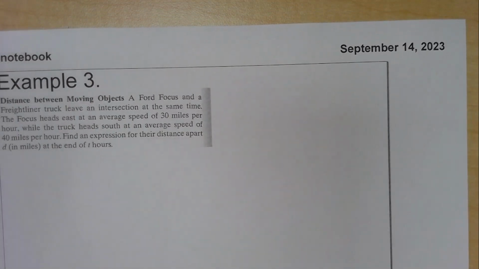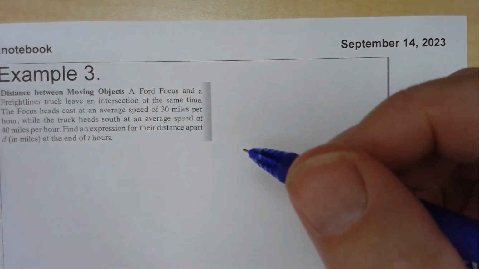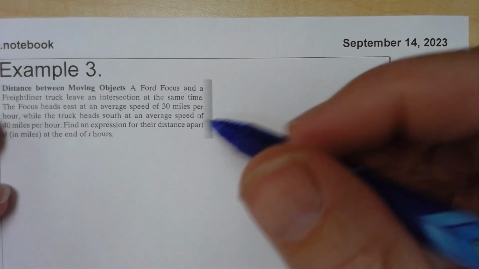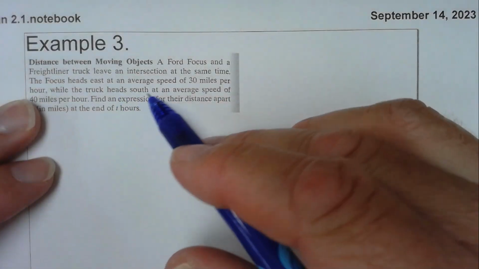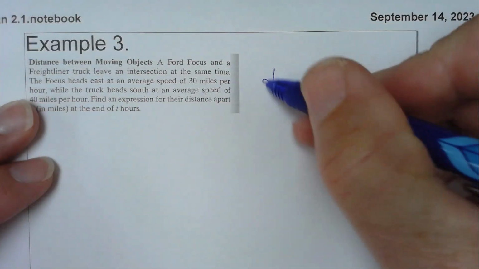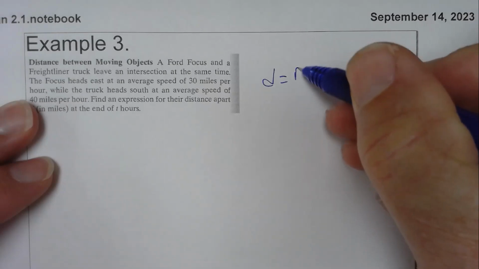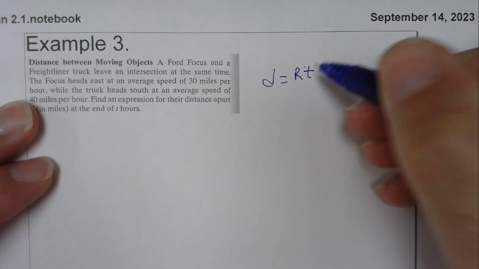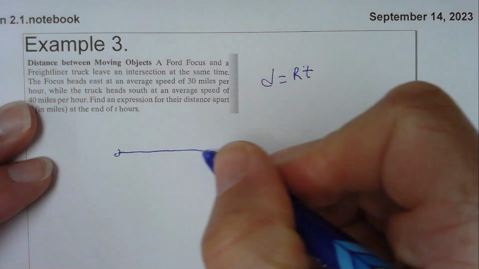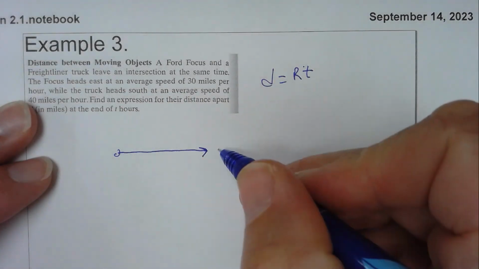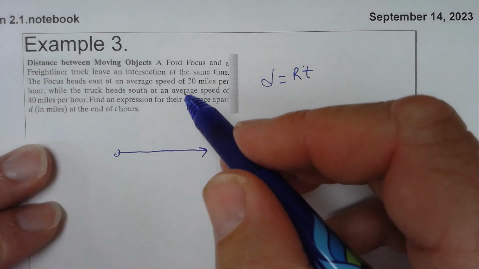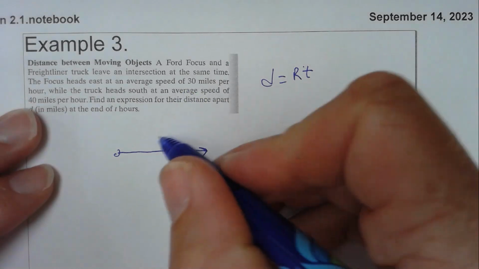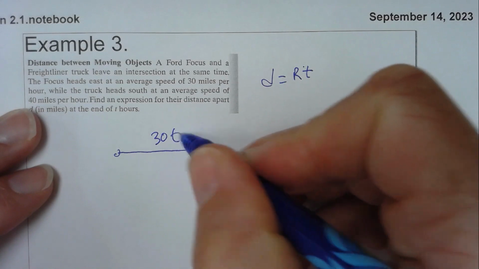All right, a Ford Focus and a Freightliner truck leave an intersection at the same time. The Ford Focus heads east at a speed of 30 miles an hour. So distance is equal to rate times time. So they're heading east. This is the Ford Focus. So their distance is rate, which is 30 miles an hour, times time. So 30t is their distance.